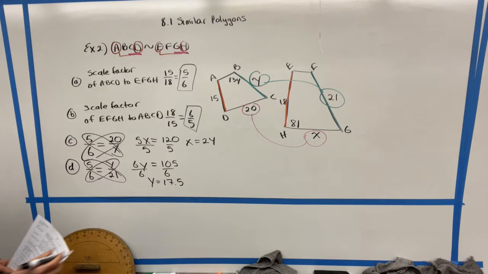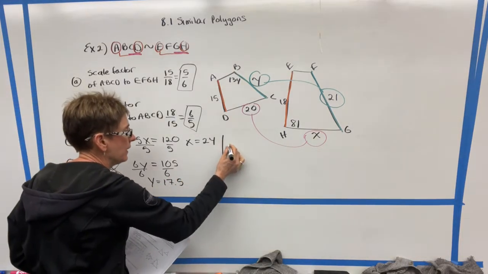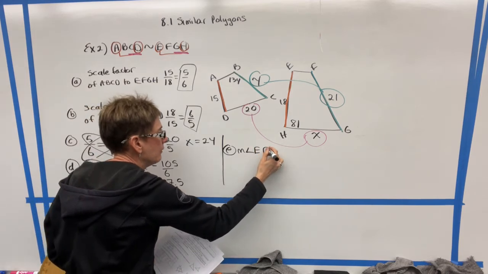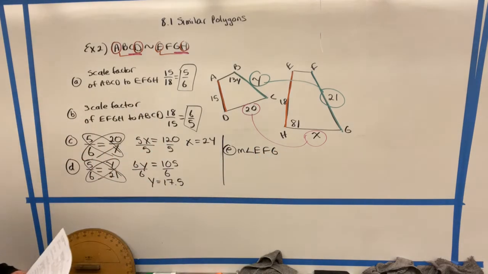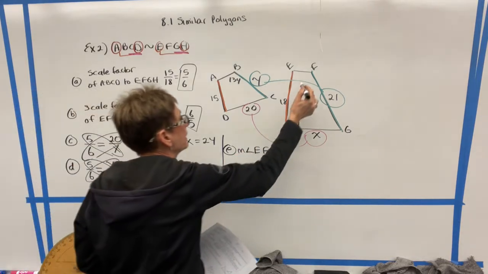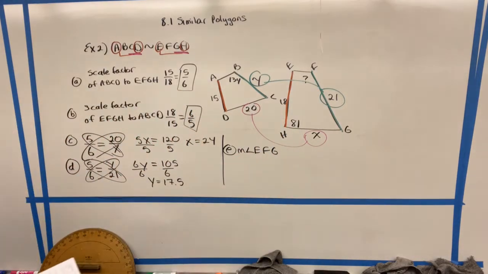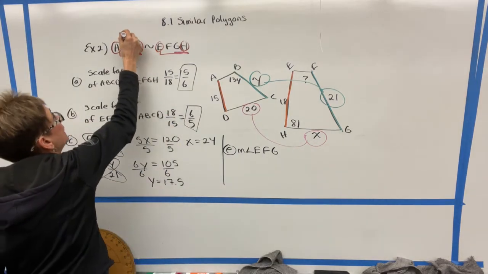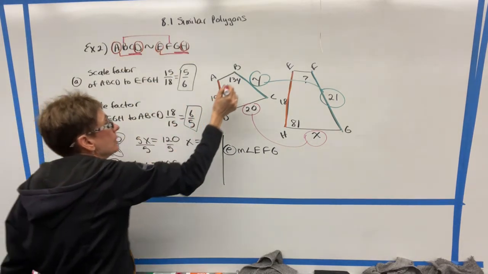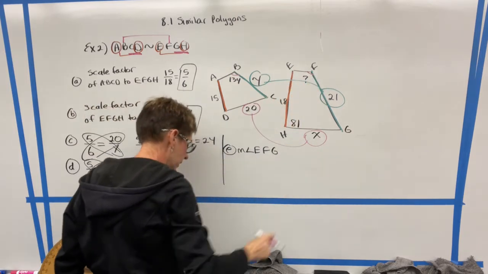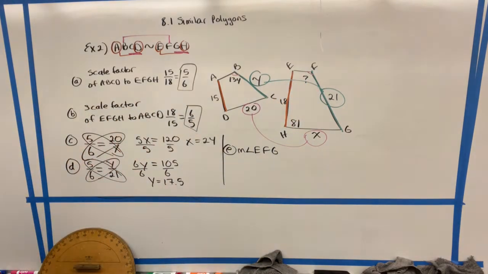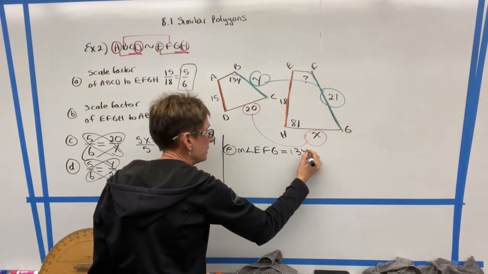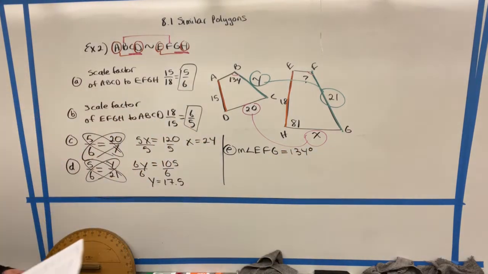All right, part E is going to ask us to find the measure of angle EFG. EFG, so that would be this angle here. Again, looking at the similarity statement, we can see that angle B and angle F are congruent. So B and F are congruent. So if B is 134 degrees, angle F also needs to be 134 degrees.